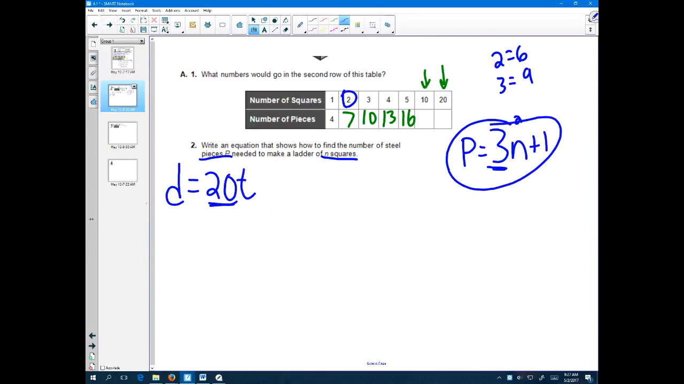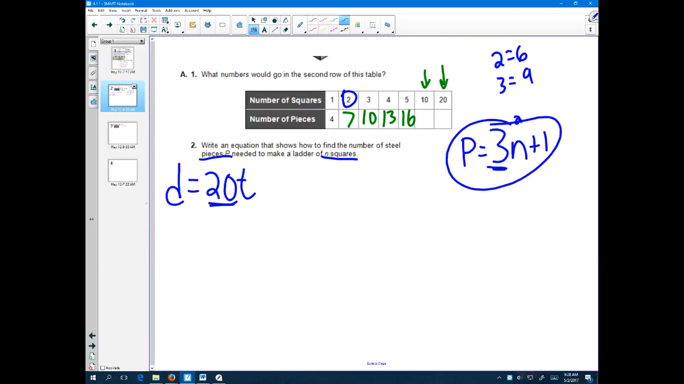Now again, I'd probably test this out to make sure. Maybe test out with 4. 3 times 4 plus 1. Is that what we wanted? Very good. So now you know your equation works. So my hint to you is start with the rate of change. Write that rate of change down. Then from there, figure out if you have to add or sometimes you have to subtract something. Okay? That's my hint to you.